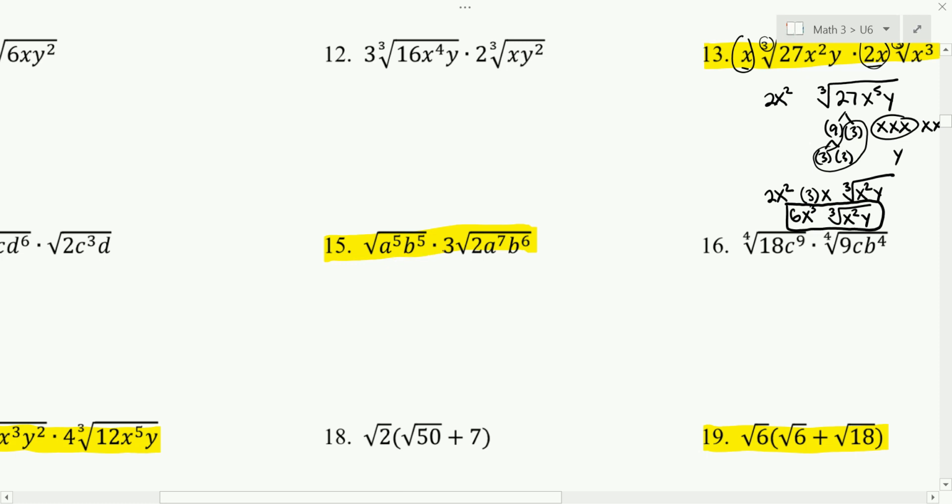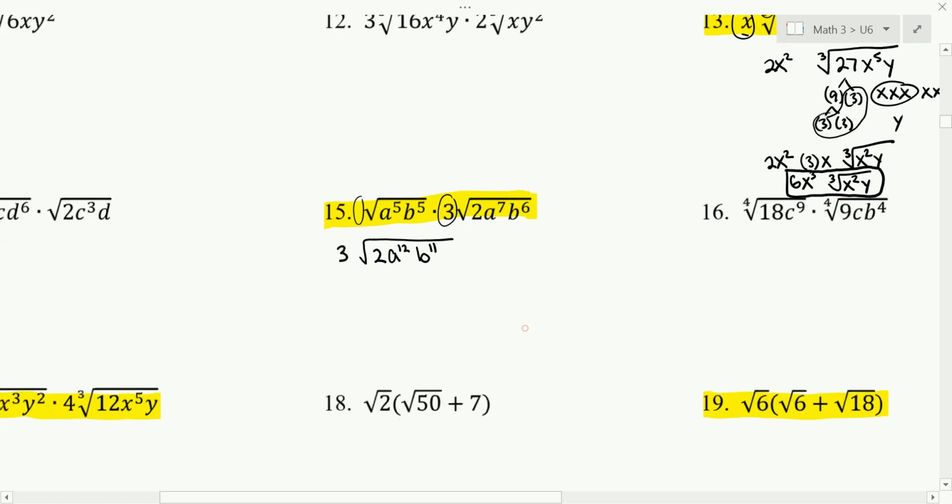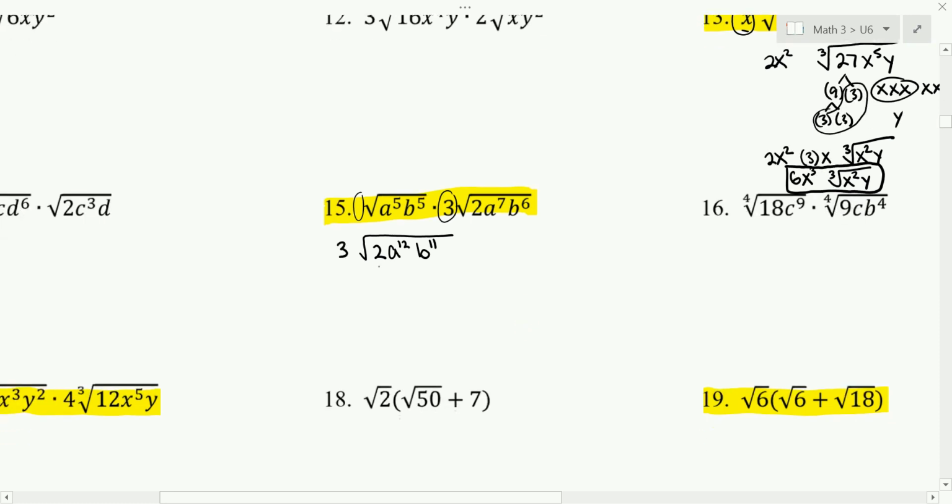15. We have a 3 out in front, and a 1 here, so 3 times 1 is 3. Times the square root, we got a 2, a to the 5th and a to the 7th. When you multiply, you add those exponents, so you get a to the 12th. And b to the 5th times b to the 6th, add those exponents, you get b to the 11th. And then try to simplify. We only have one 2, so that's going to stay beneath. We have 12 a's, so that's going to give us 6 sets of 2.